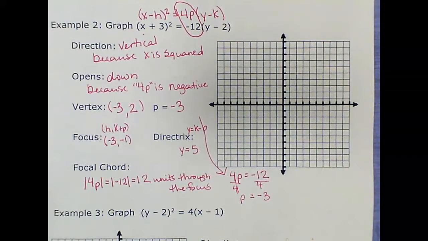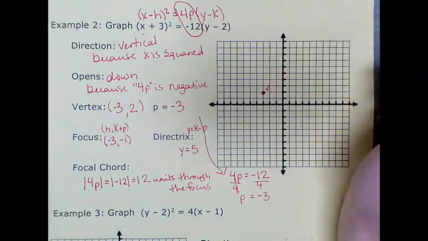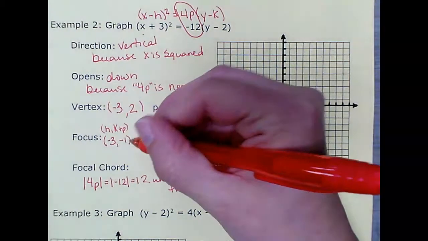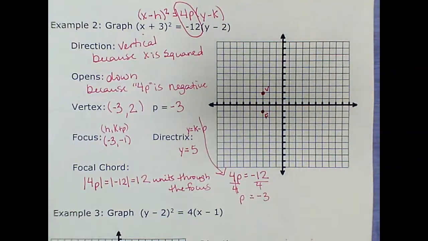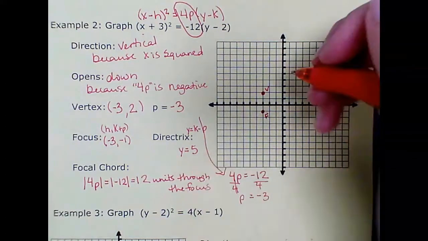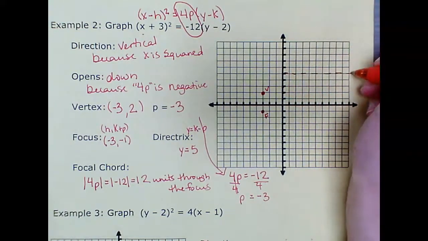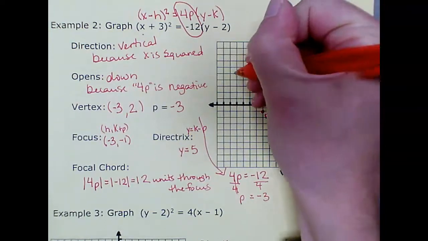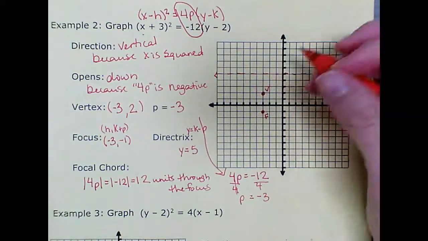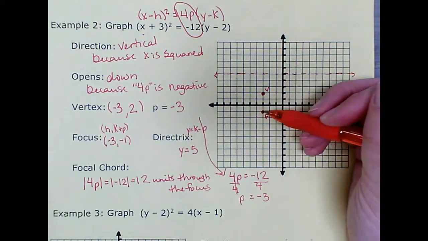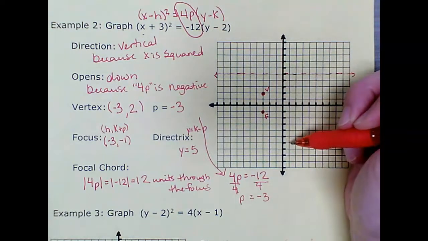So when I graph, my vertex is at (−3, 2). That's the vertex. My focus is at (−3, −1). My directrix is the line y = 5. So 1, 2, 3, 4, 5. Here's the directrix. My parabola is never going to cross the directrix. It's always going to cup the focus. Remember, the focus is on the inside of that parabola. So that reinforces that my parabola is opening down.